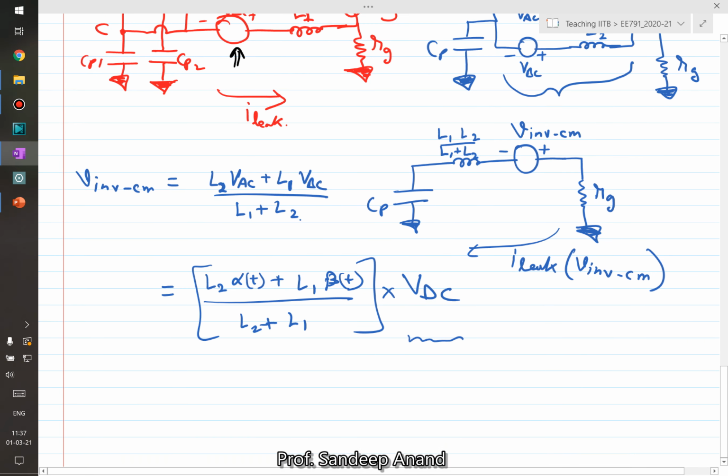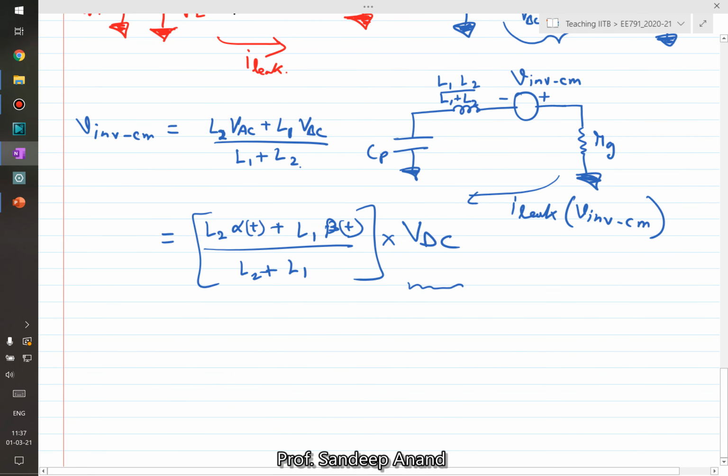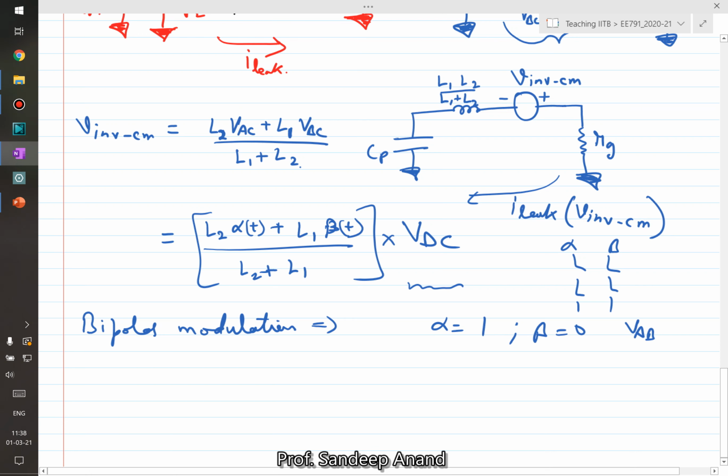Okay, now let us consider the case of unipolar modulation for the time being, or rather bipolar modulation, right? So if it's a bipolar modulation, we understand that when alpha is equal to 1, let me draw the switches here. So when alpha is equal to 1, then beta is equal to 0 and the output state VAB is equal to VDC, right? And when alpha is equal to 0, then beta is 1 and VAB is equal to minus VDC. It never happens that both of them are 0 or 1.